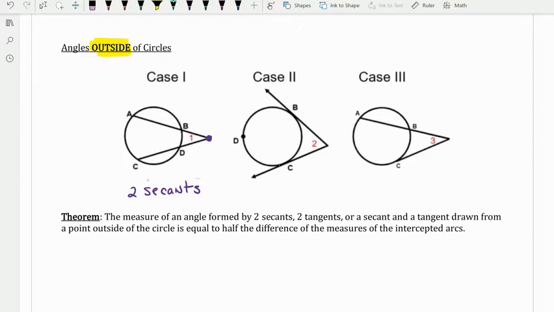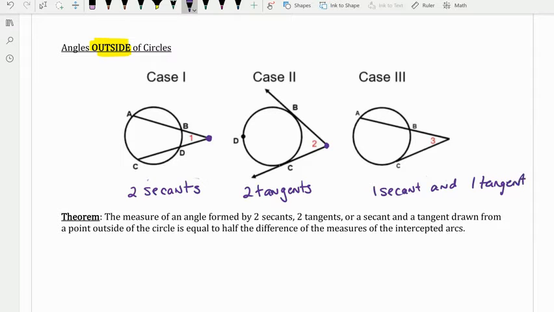Okay, so that's one case where we can create an angle outside the circle. That creates this little angle 1 here. I can also use two tangents. If I take two tangents and make them intersect outside the circle, that also creates an angle there. Now we already know that if I take two tangents and intersect them at one point, that makes those two little segments congruent. But we're also going to have something about this type of angle. And then the last type is if I take one secant and one tangent.